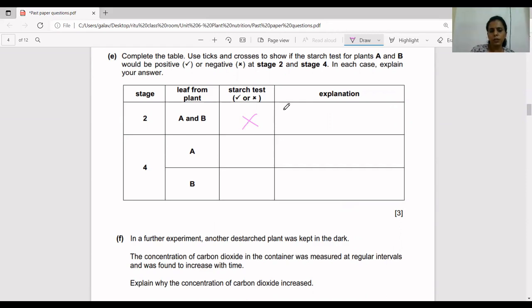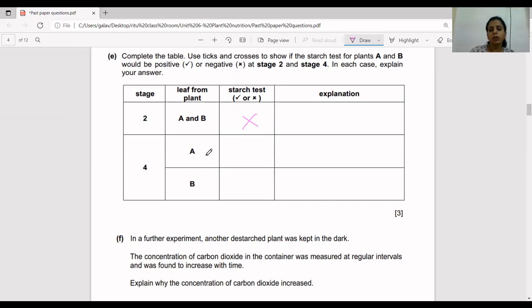So you have to put a cross mark, and in the explanation you can write down: after destarching the plant completely, no starch is present in the leaves as the entire starch is consumed or used up by the leaves for the process of respiration in order to release energy. Okay, hence no starch is present. So the starch test would be negative.